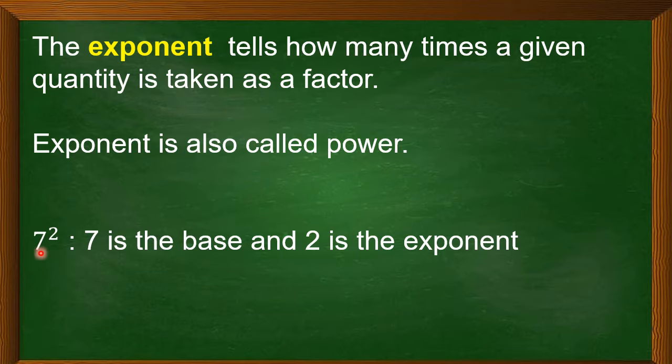In example 7 squared, 7 is the base and 2 is the exponent. If we're going to simplify 7 squared, that is equal to 7 times 7, not 7 times 2. So 7 squared is just equal to 49 because 7 times 7 is 49.